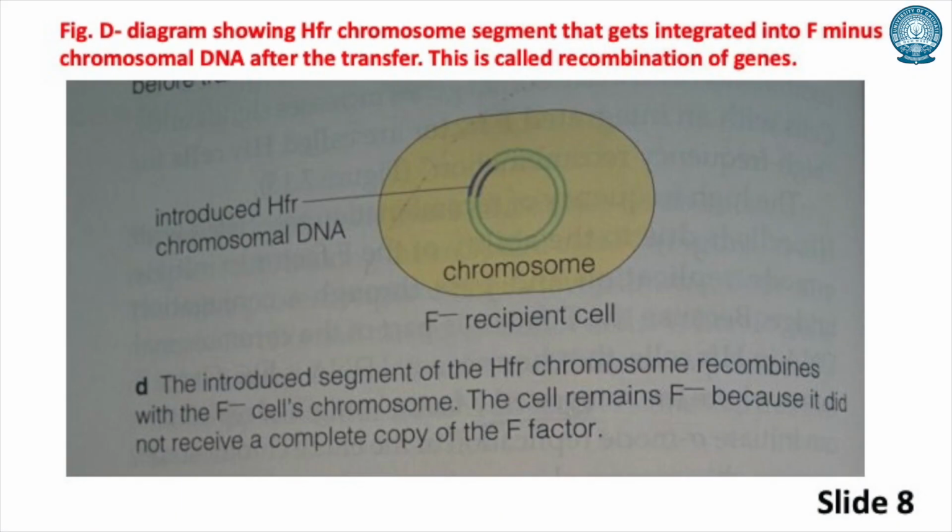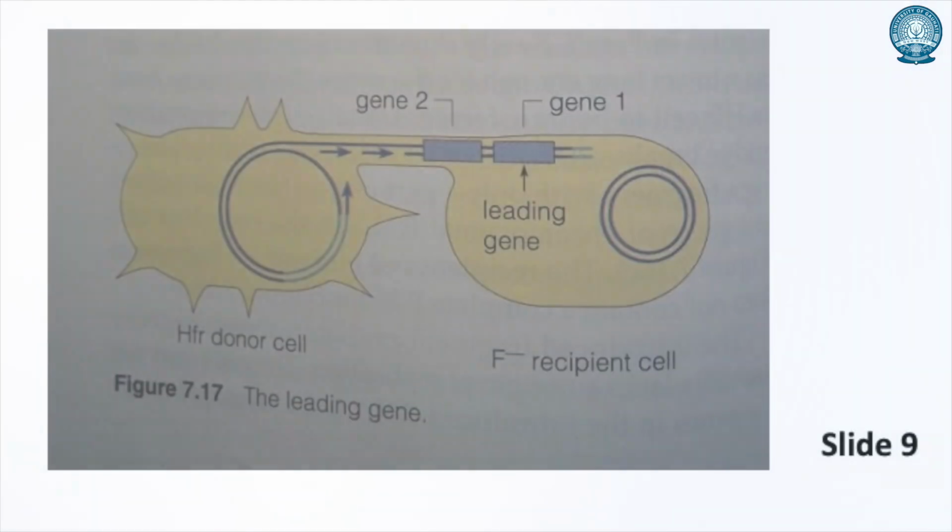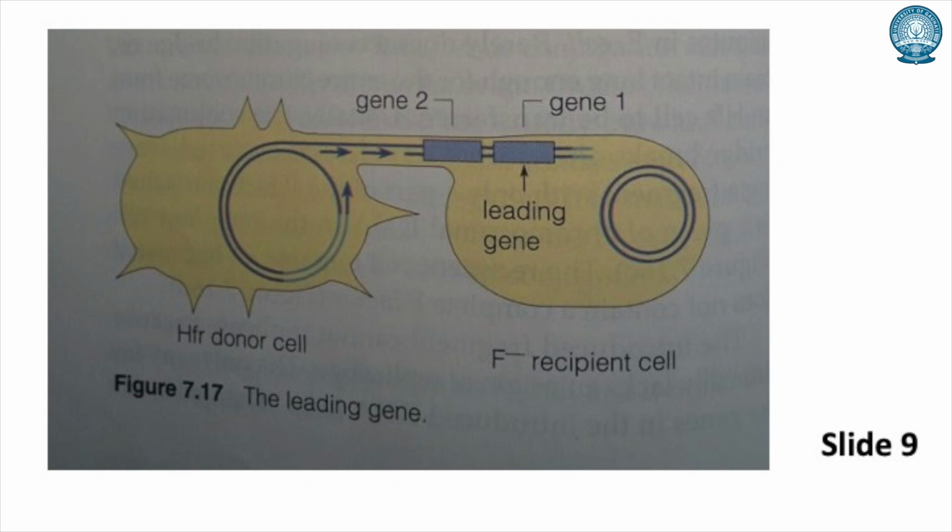In this figure you can see the Hfr chromosome segment that gets integrated into the F minus chromosomal DNA after the transfer. This is called the recombination of genes. Why is this recombination taking place? Because the introduced Hfr chromosomal DNA in the previous slide shows some portion of the chromosomal DNA of the Hfr strain. So there is a high chance of recombination between the Hfr chromosomal DNA and the F minus recipient cells due to the presence of homologous sequences.